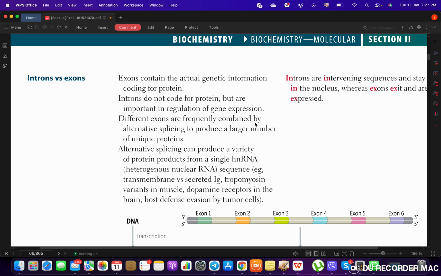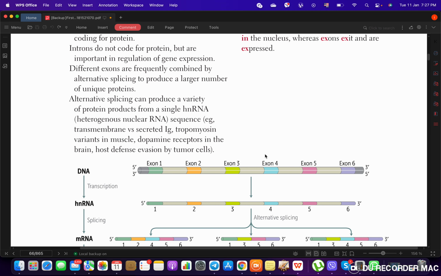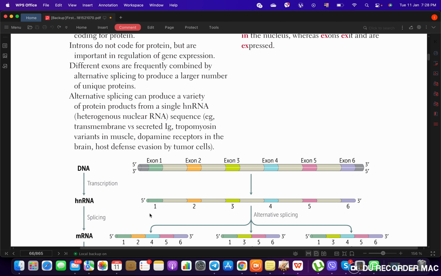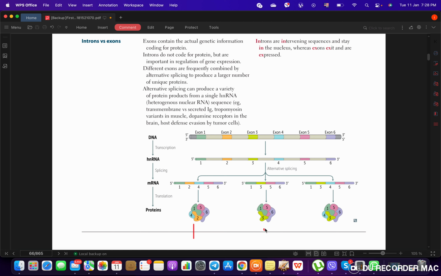Different exons are frequently combined by alternative splicing to produce a larger number of unique proteins. So depending on which form of splicing occurs, it tells us which type of protein we will get. For example, you notice here, we have the exact same DNA encoding for proteins 1, 2, and 3. And all of that depended on which exons got expressed. So here it was 1, 2, 3, 4, 5, 6. Here it was 1, 3, 5, 6. Here it was 1, 2, 3, 4, 5, 6. Okay? So according to which arrangement they are done, we will have a different protein.